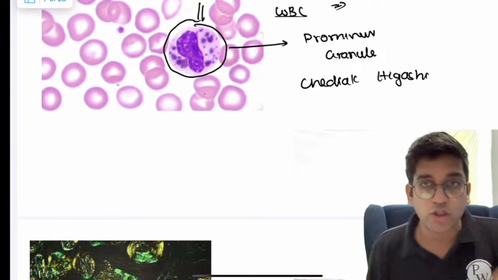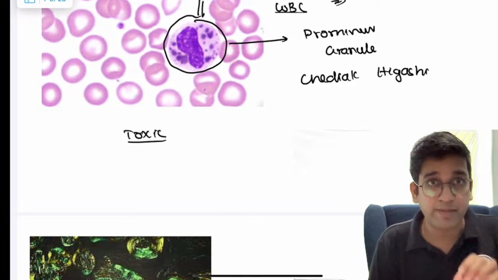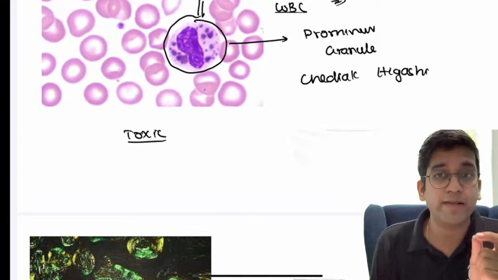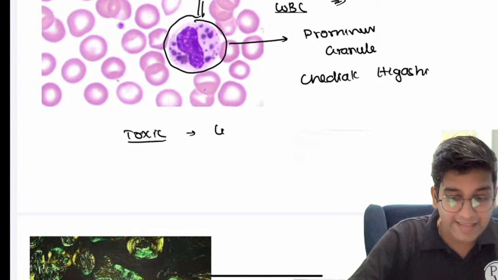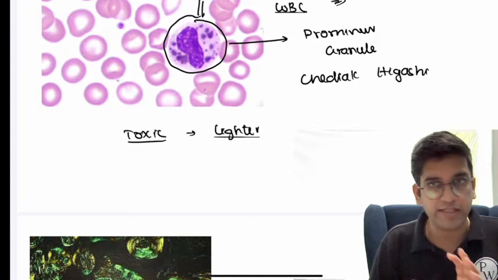Perfect. Now someone talked about toxic granulations. See, toxic granulations will have the same appearance, but it will not be this prominent. They'll be lighter, right? They'll be lighter than the above. But yes, toxic granulation also will be seen in the neutrophilic lineage only.